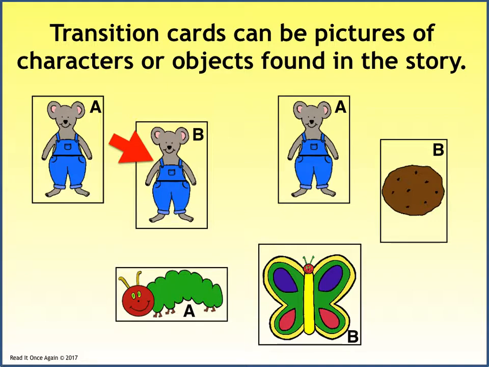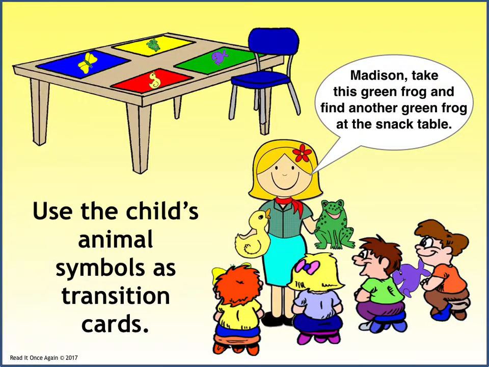For older children, you can make it more challenging by asking them to take the mouse, point A, and find the cookie in the work center, point B. You can use your sequencing cards found in each unit to create transition cards. This is a great way to reinforce language skills. You can always use the child's animal symbols as transition cards. The goal of transition cards is to provide a visual cue along with auditory instructions to help children move from one activity to another, avoiding confusion and promoting positive results.